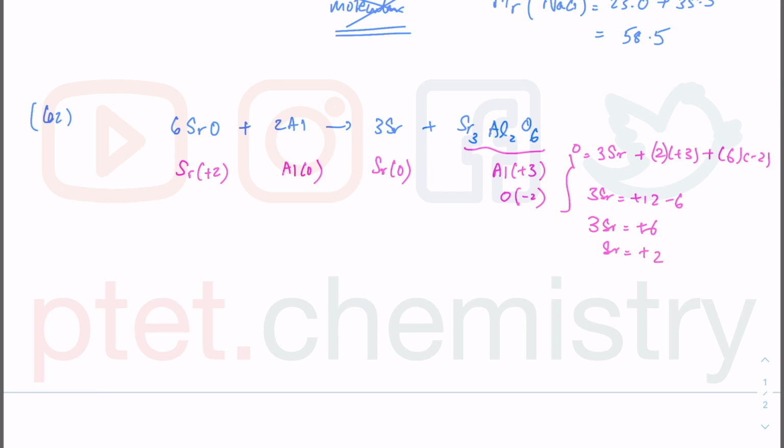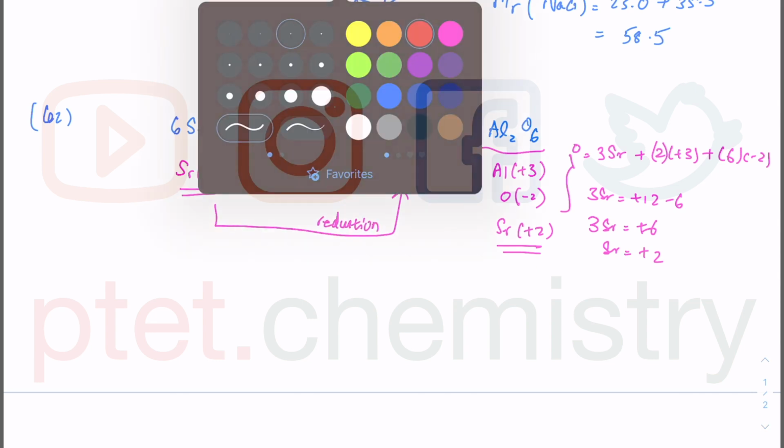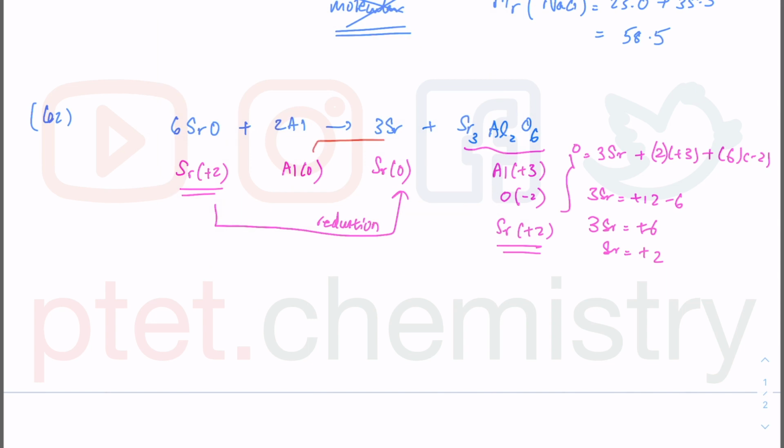Strontium is still +2. So this strontium going to this strontium is not a redox, but this strontium going to this strontium is a redox. So this is your reduction because this is a decrease in oxidation number. And of course, that thing there going to the aluminium +3, that is your oxidation there.